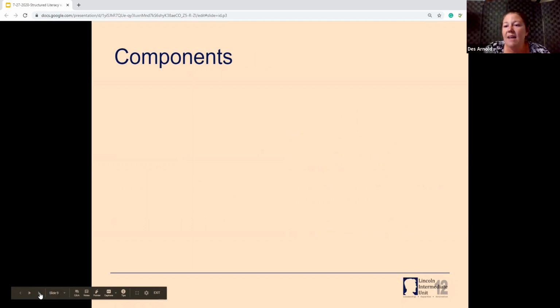The components of a balanced literacy program and a structured literacy program are a little different. We're going to look at them. And in the notes of the slide deck, there are links for where I pulled this information from.